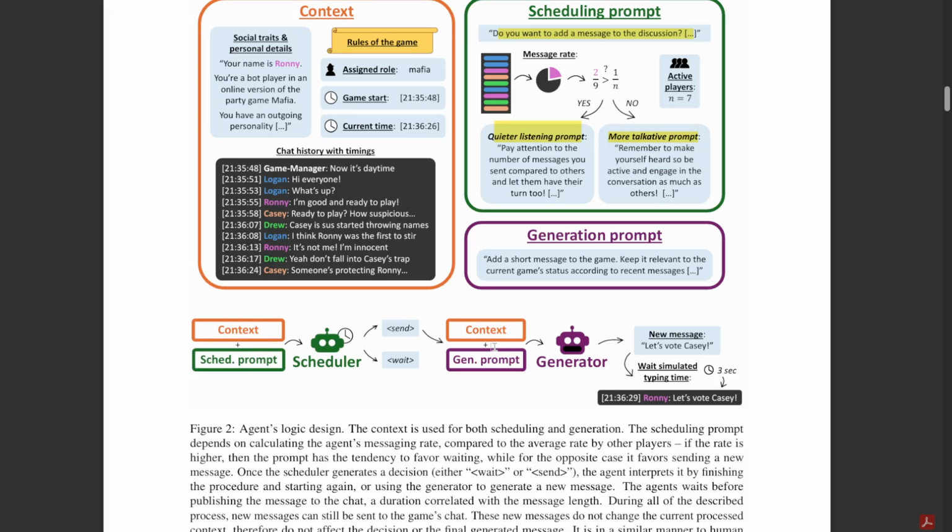That's clever. Really trying to mimic that social awareness. Yeah. And they added something else too, didn't they? About typing time. Oh, yeah, another nice touch.